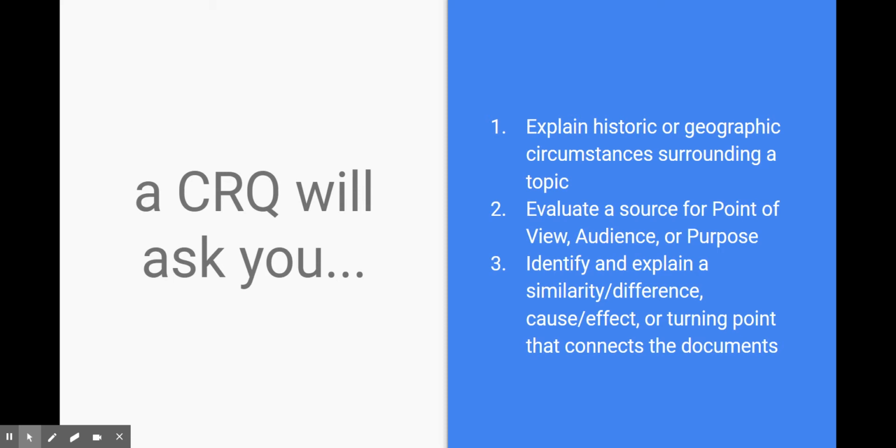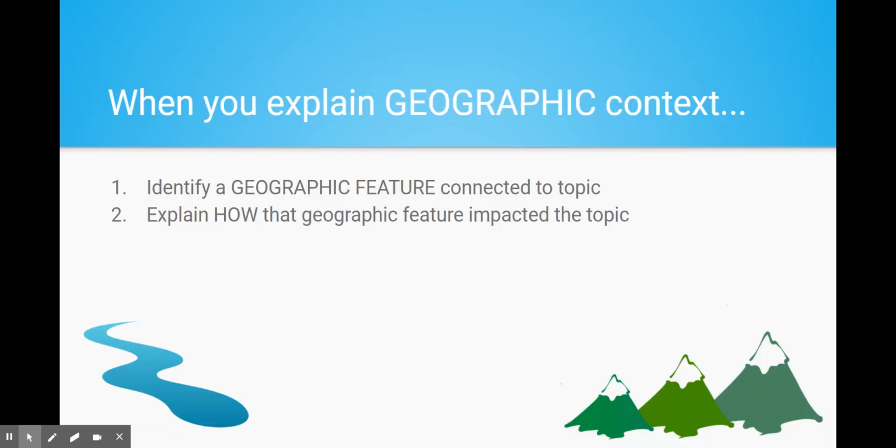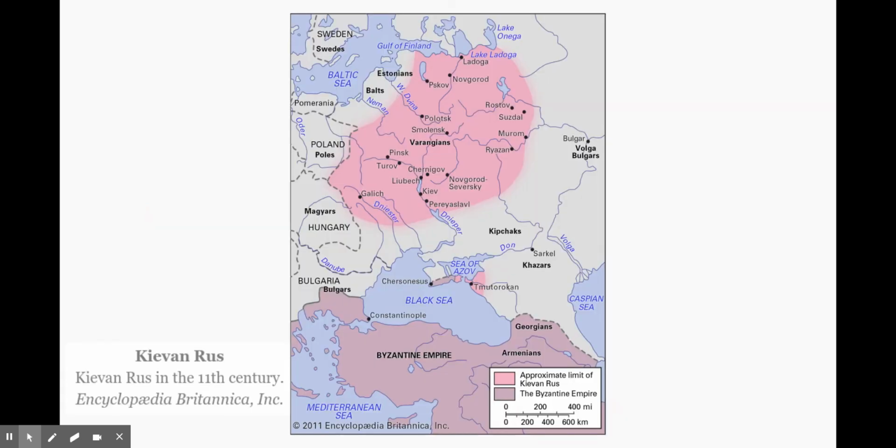or geographic circumstances surrounding a topic, evaluating a source for its point of view, audience, or purpose, and then identifying and explaining a similarity or difference, cause, effect, or turning point that connects the documents. So part 1, we're looking at context, okay? The first thing you might be able to do is explain geographic context. You will need to identify a geographic feature that is connected to the topic in the source, and then explain how that feature affected the topic of what's in the source.